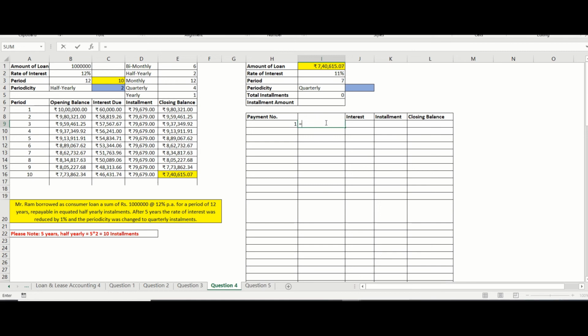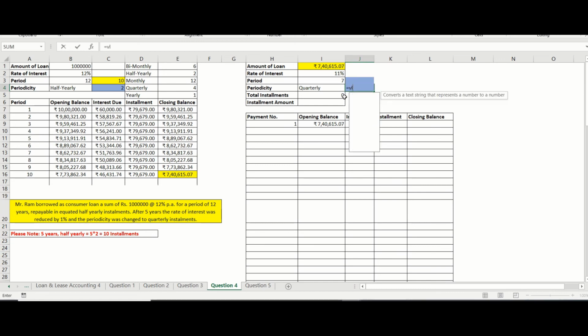For the 7th year that starts, right? I'm sorry, the 6th year. Now let's see here. Rate of interest, what are they saying? Reduced by 1%. Reduced by 1% doesn't mean 1%; it is 12% minus 1%, which is 11%. Okay, how many years are remaining now? 7 years. It is quarterly, it is given here that it was changed to quarterly installments.